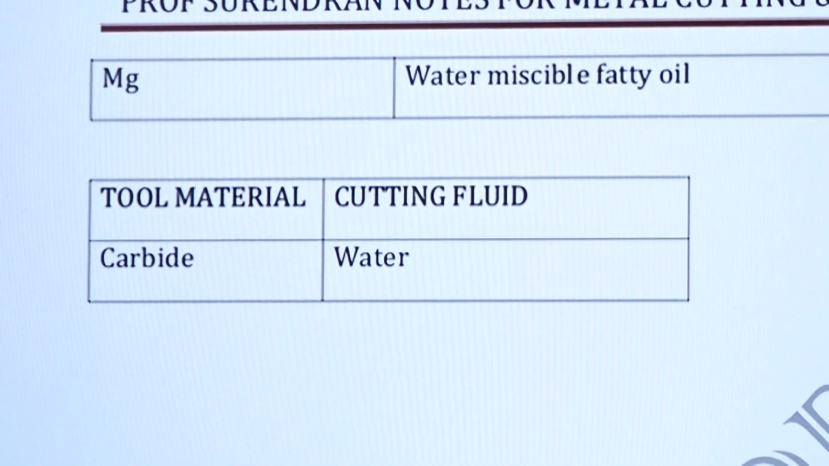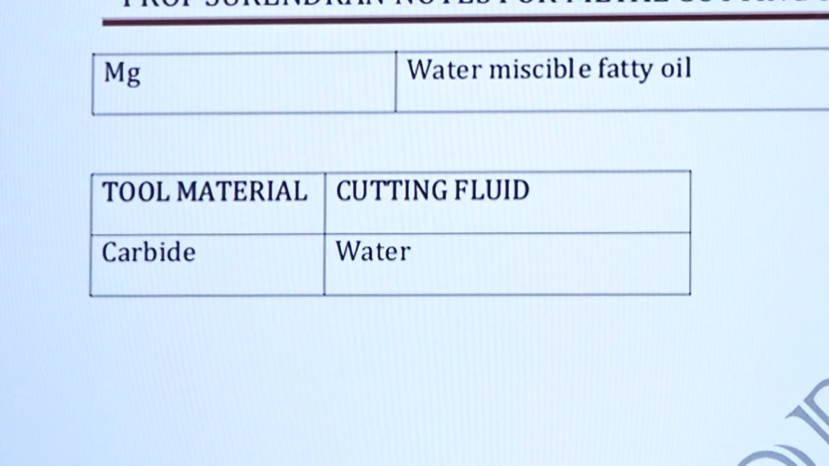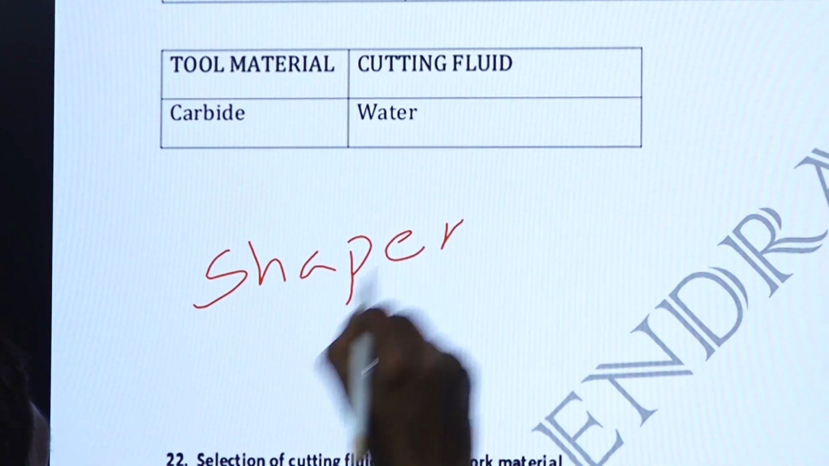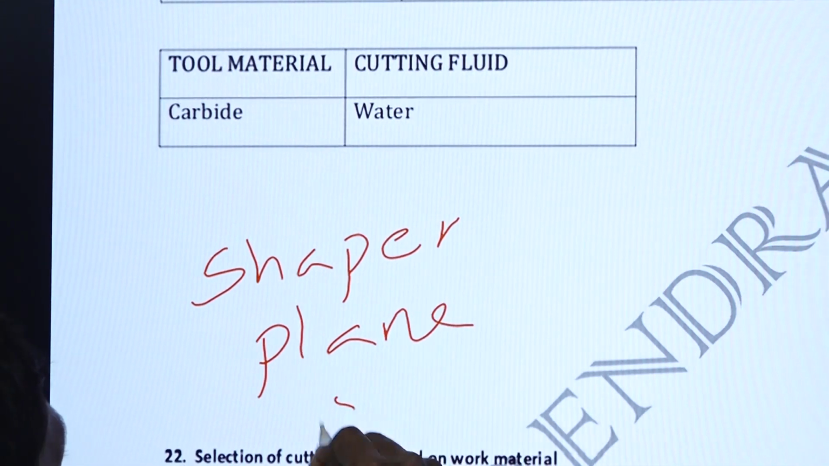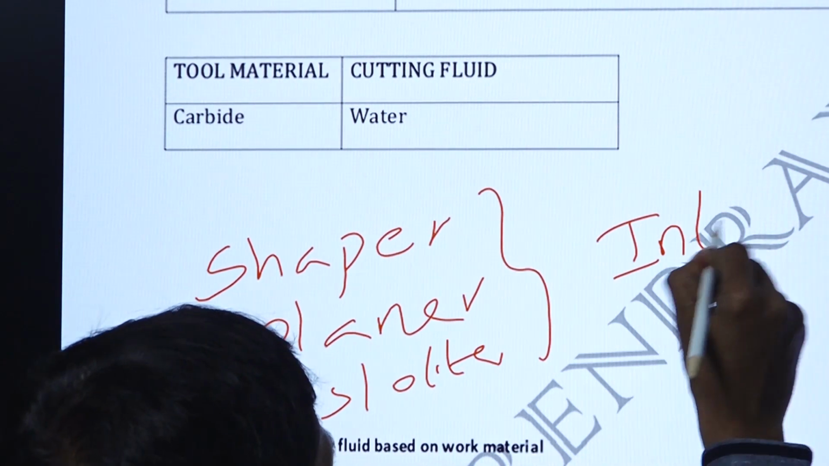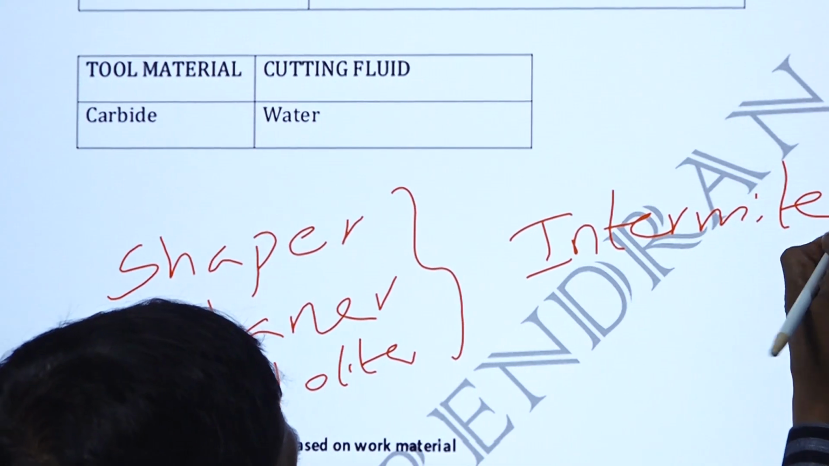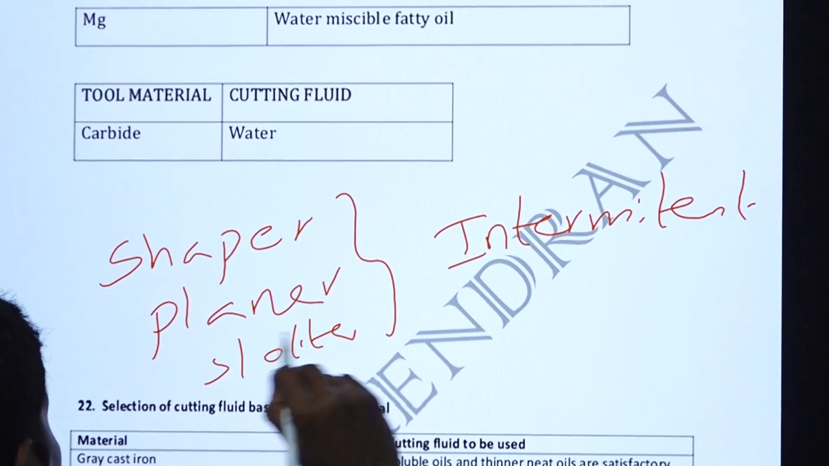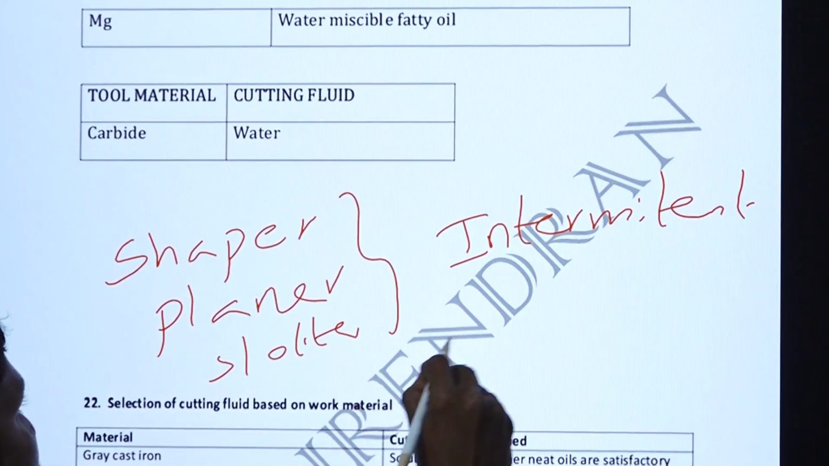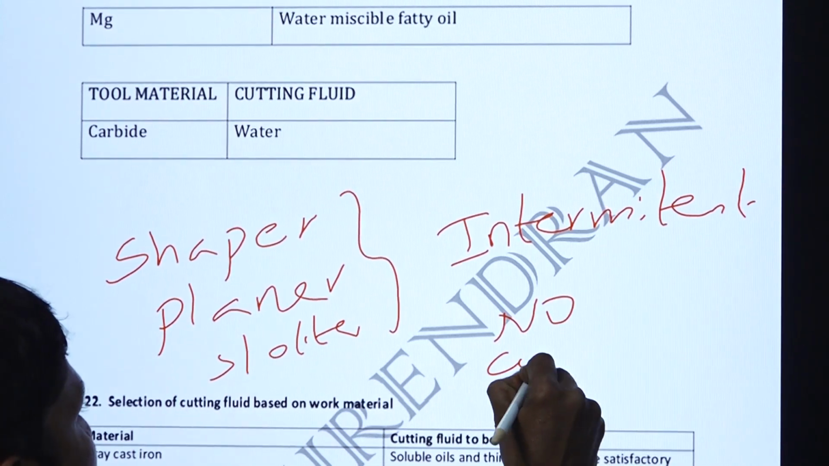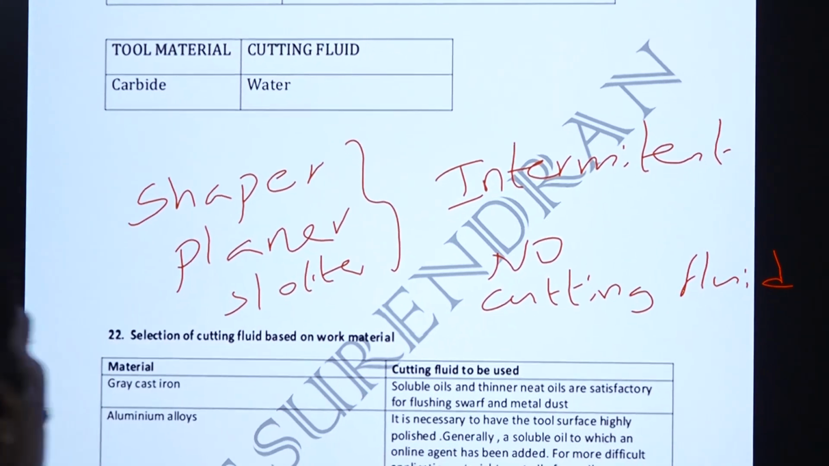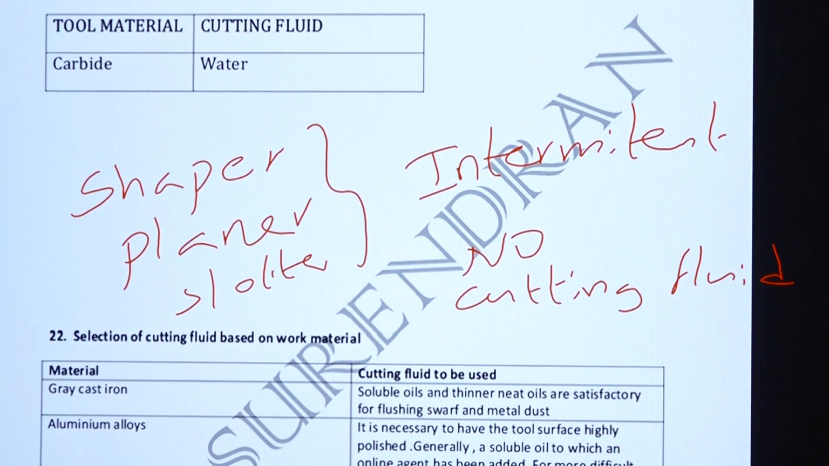For intermittent cutting operation, for machines like shaper, planer, and slotter, for these machines doing the intermittent cutting operation, no cutting fluid is used. So these are some of the things you should make a note.